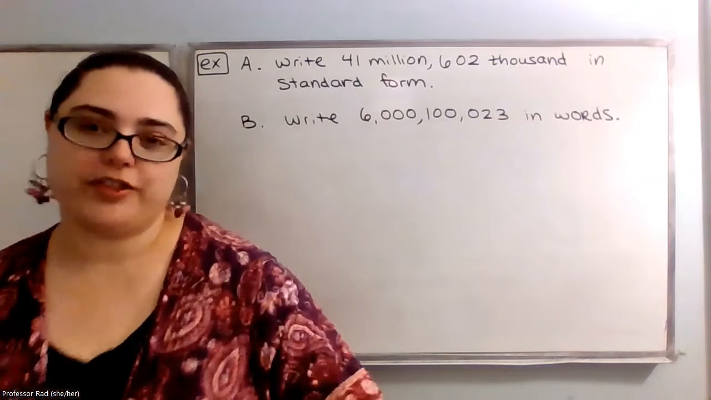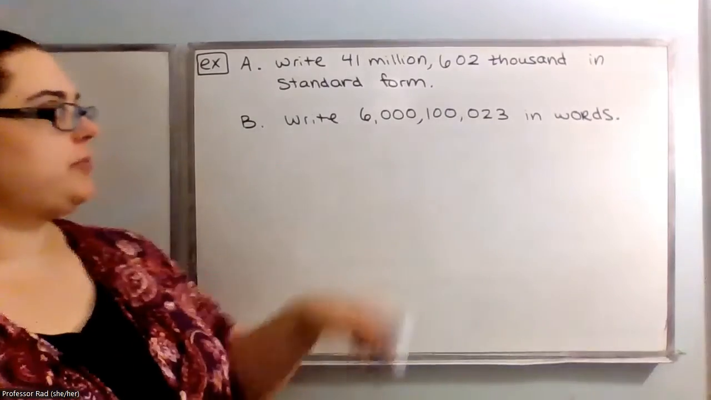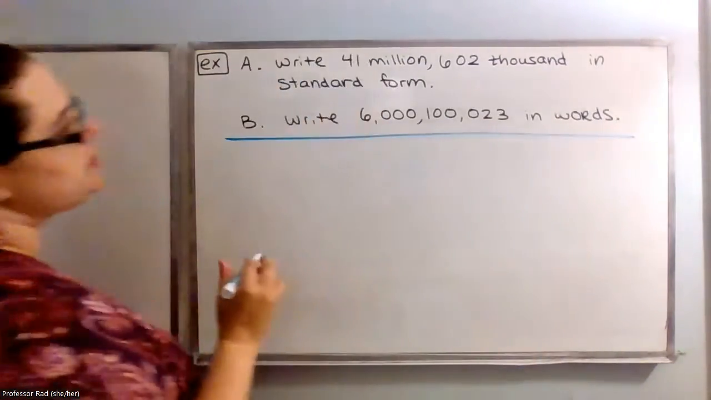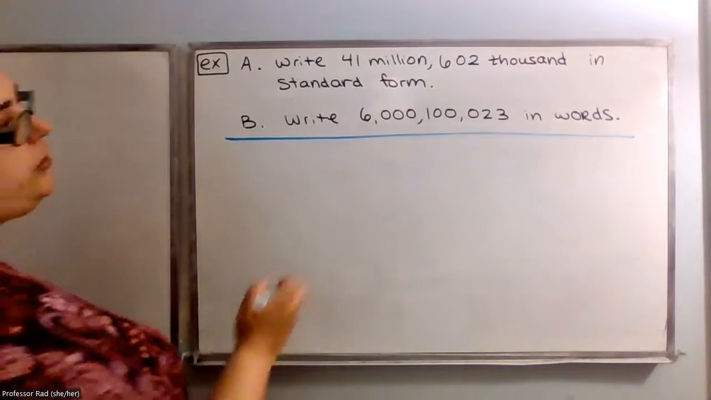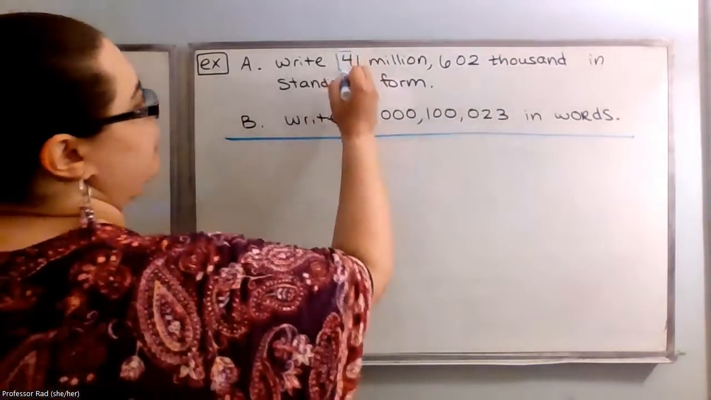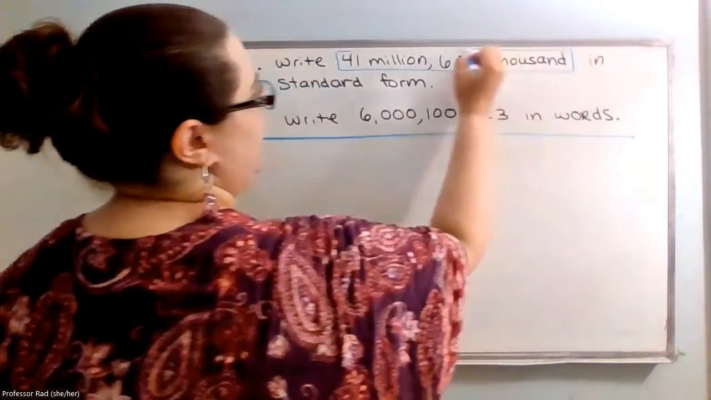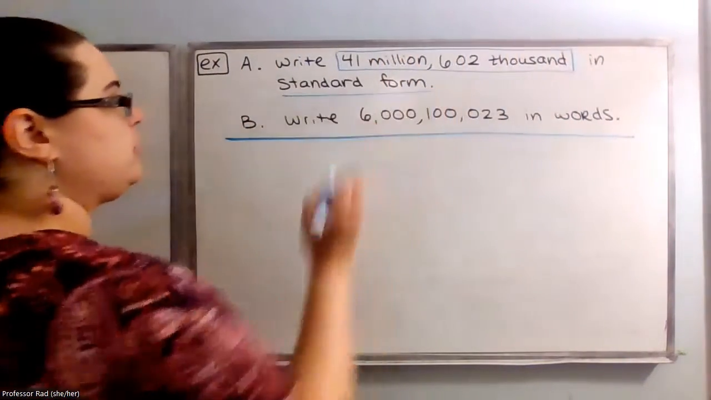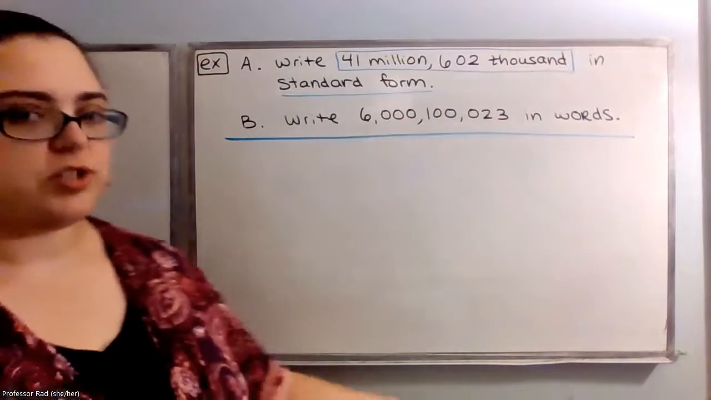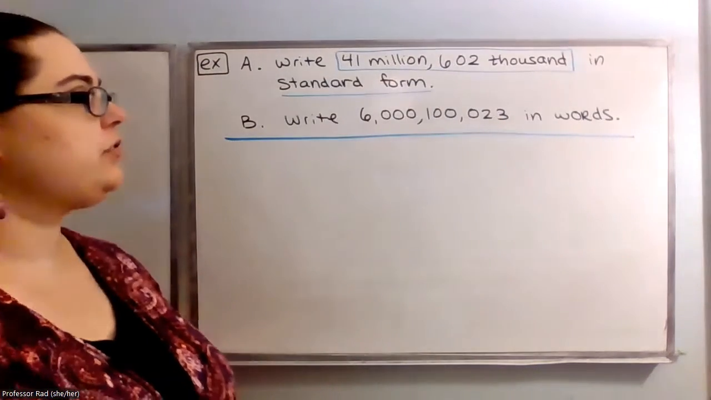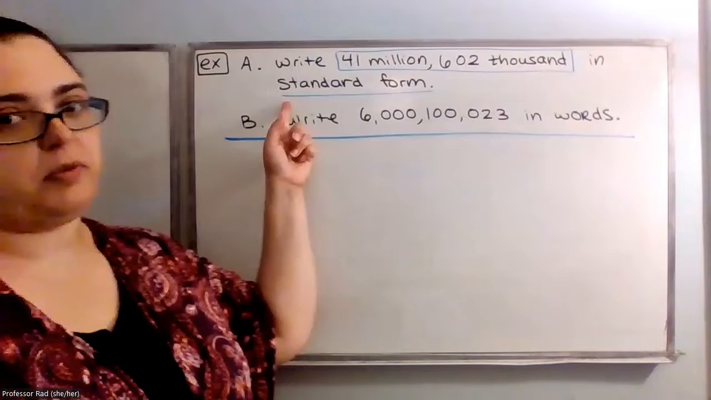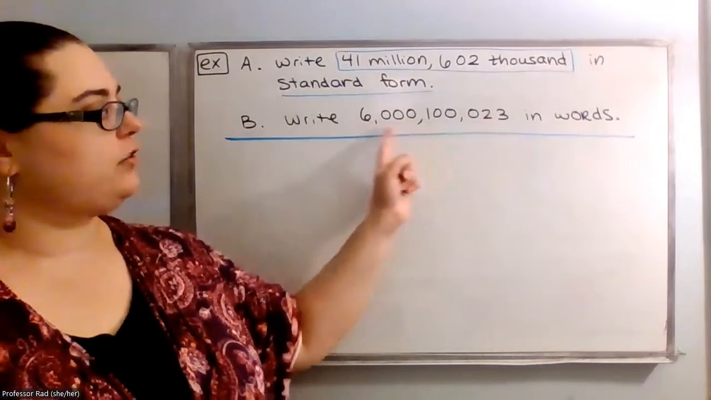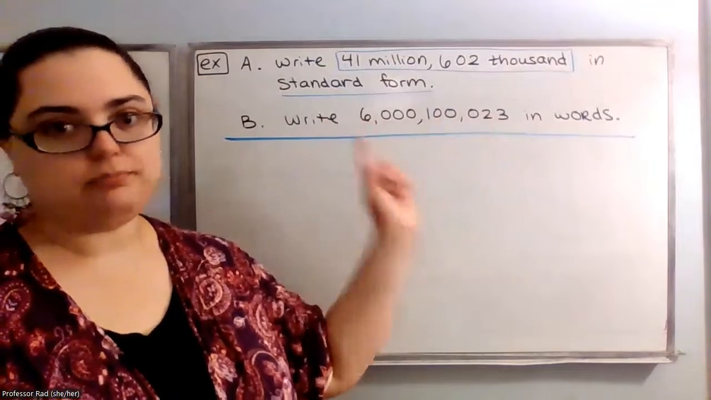Okay, so for this first part of this example, we really have two problems we're working on. For part A, they want us to write 41,602,000. This is the number we're looking at. And they want us to write that in standard form. So these are the words that jump out at me. Standard form just means like a normal number. So for example, if I look at part B here, this is in standard form. It's written like a normal number is written.